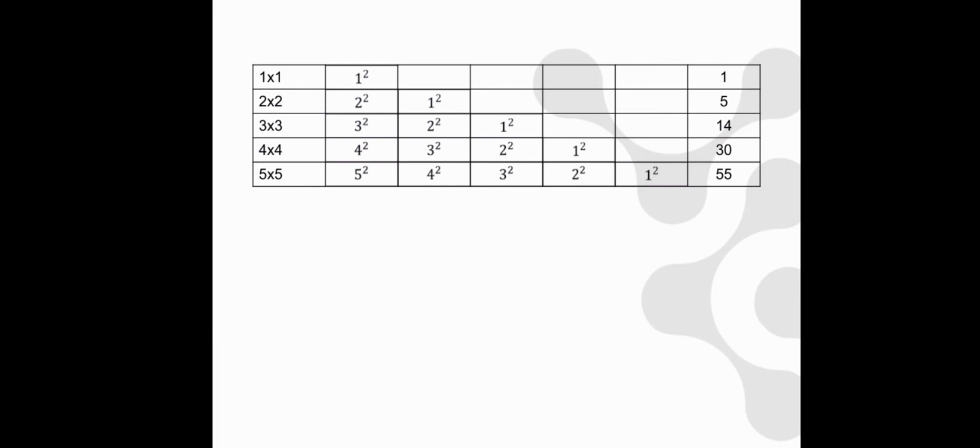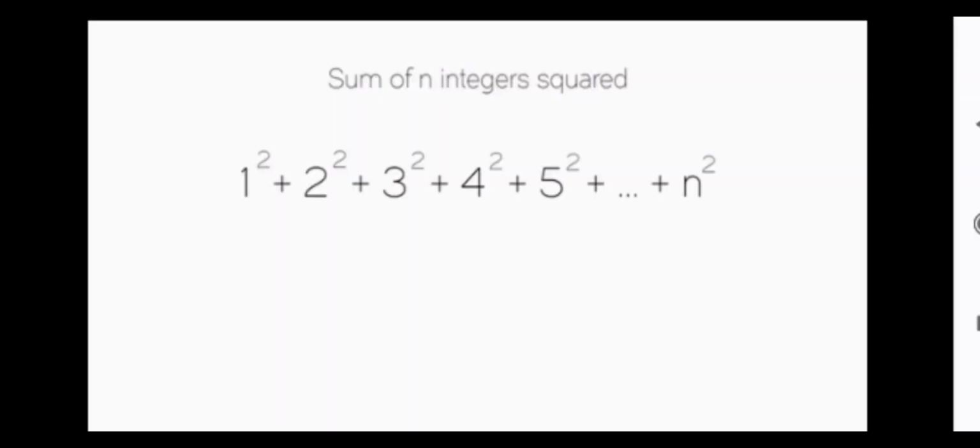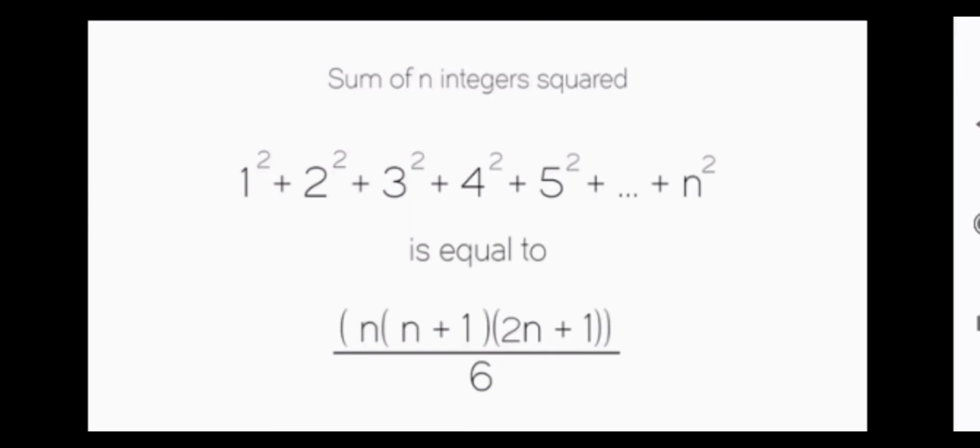So, are you beginning to see the pattern? What would your guess be for the number of squares on an 8 by 8 board? So, we already know that the sum of the squares of n integers, 1 squared plus 2 squared plus 3 squared up to n squared, is equal to n times n plus 1 times 2n plus 1 all over 6. But how do we know that?